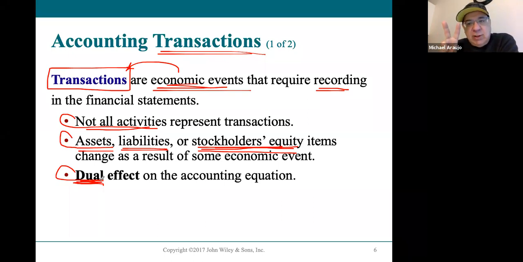So like I mentioned, if a customer comes in and puts cash down and takes a product because we sold a product to them, cash is affected and sales revenue is affected, because what happened is we sold the customer a product and they gave us cash. So those 2 accounts are affected by that particular transaction. That's what you're going to need to learn in this chapter.